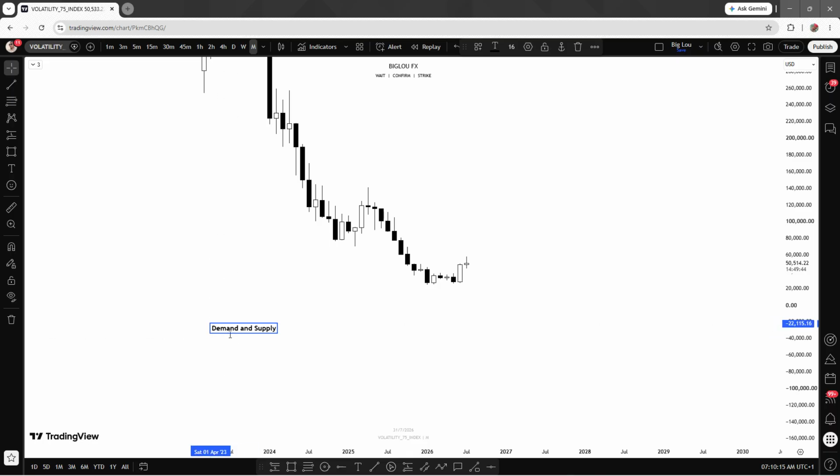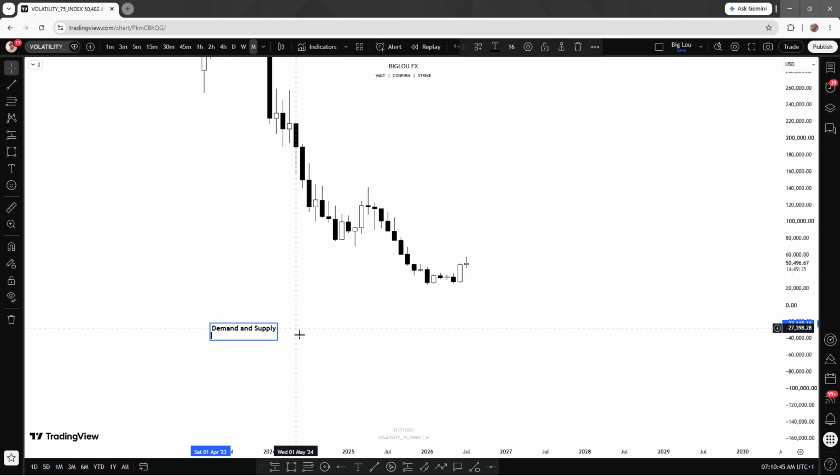When price comes to a valid demand zone, we buy. When price comes to a valid supply zone, we sell. Basically, that is it. But we're going to merge some things with demand and supply. You need to know market structure, imbalance, and momentum. All these things come together to make demand and supply a very solid concept to trade.